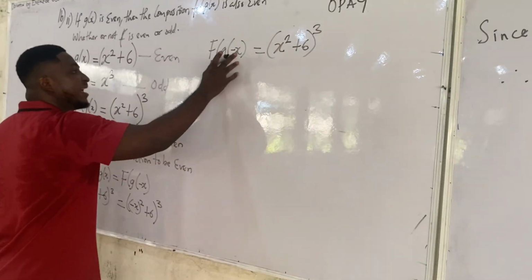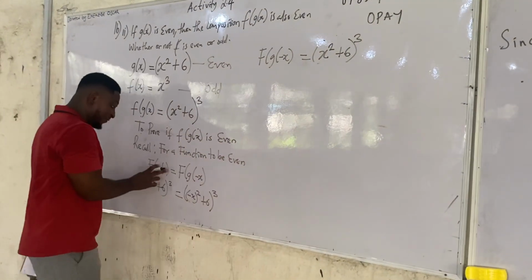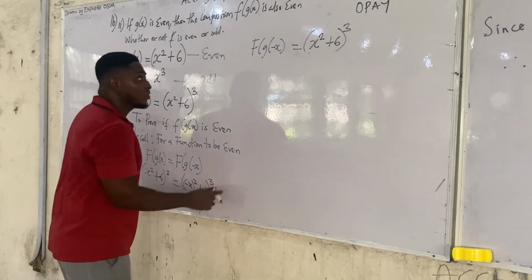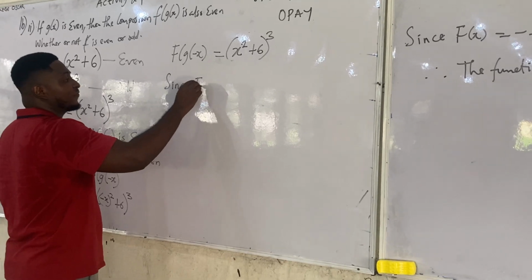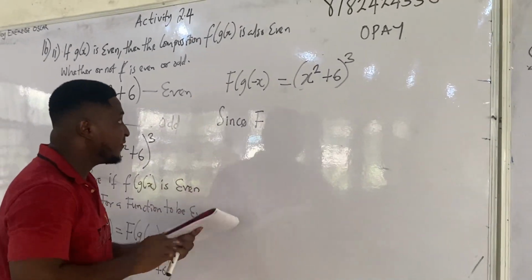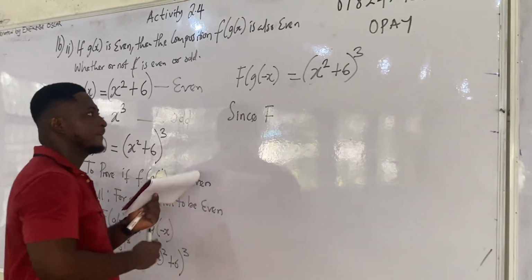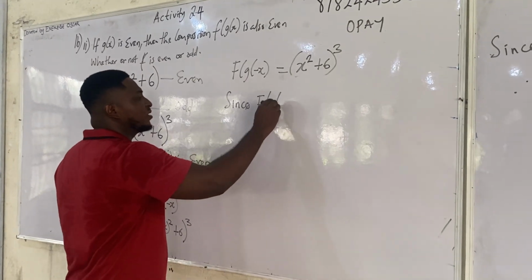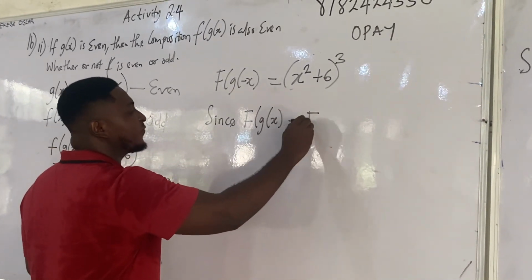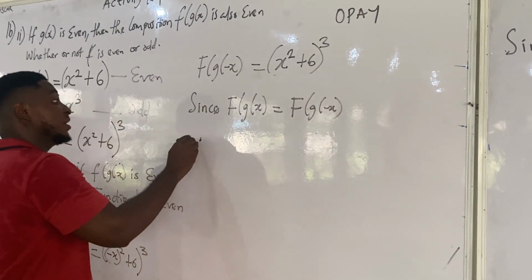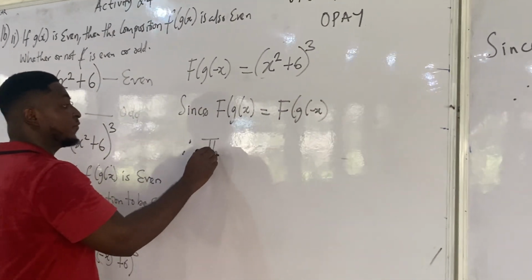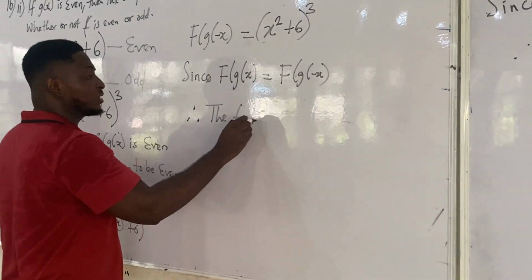And you can see clearly that f of g of minus x is the same thing as f of g of x. So if that's the case, since f of g of x is equal to f of g of minus x, therefore the function is what? Even.